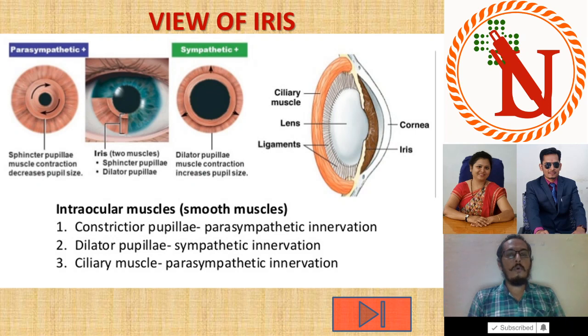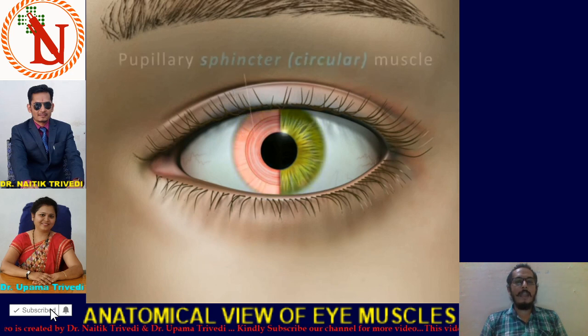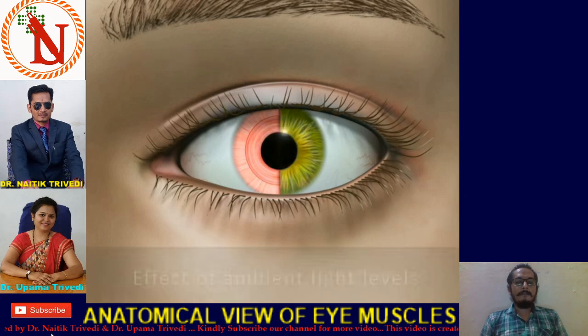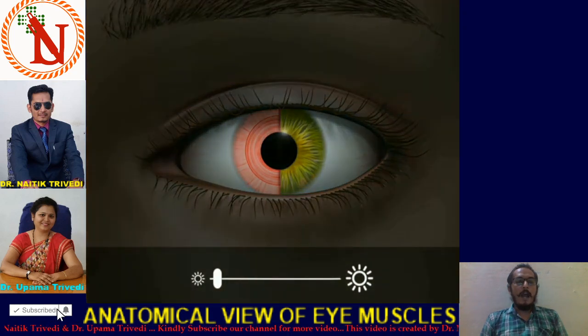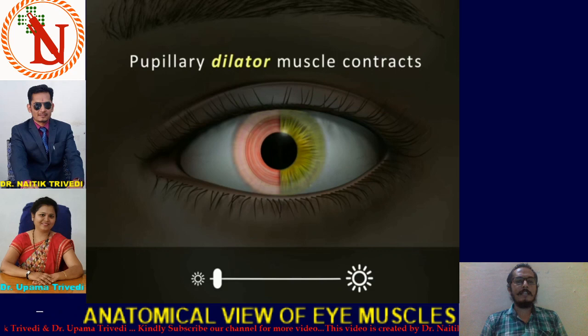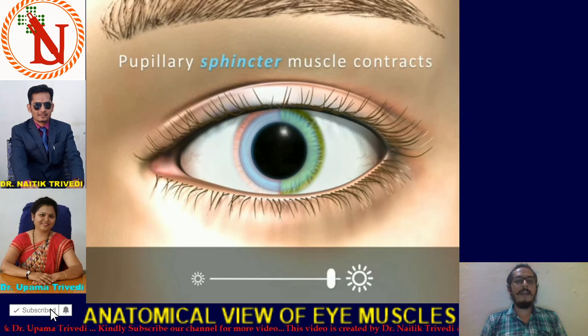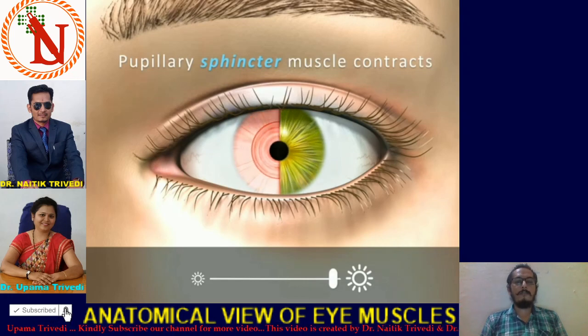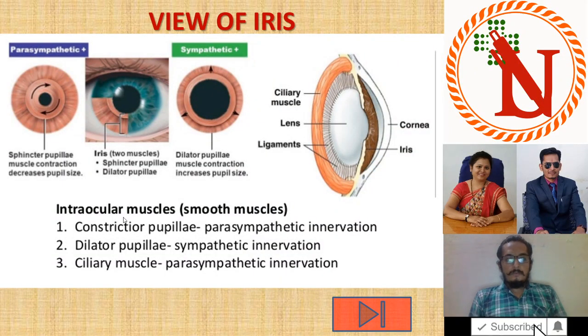If you want to get more idea about this, here there is a video for you. Here you can easily see the dilator or radial muscle, which is outside, and the sphincter circular muscle, which is inside. When we go into ambient light levels, that means dim light, the outside muscles, known as the dilator muscles, constrict, so the pupil size increases, which produces mydriasis. But when we go into brighter light, the sphincter muscles constrict and produce miosis, that means a decrease in the pupil size.